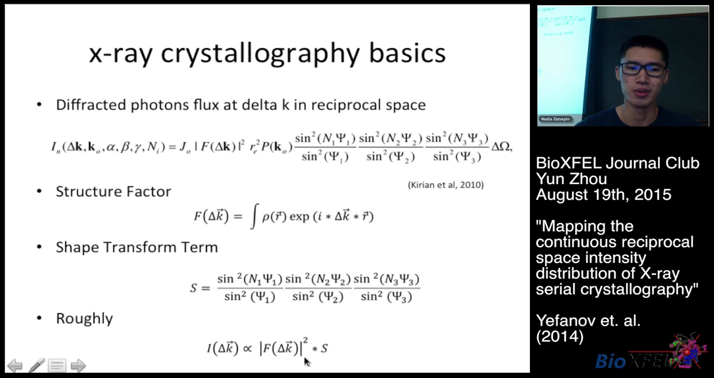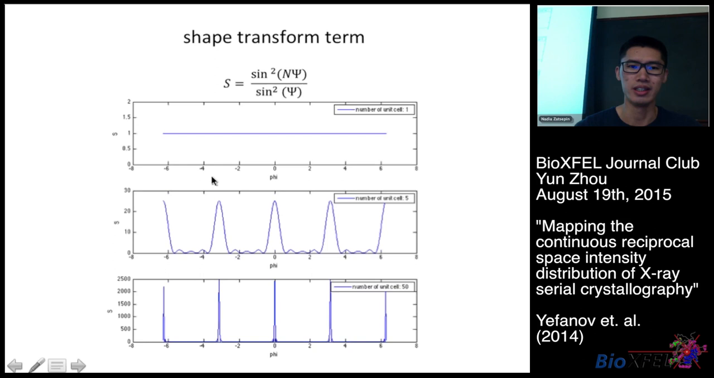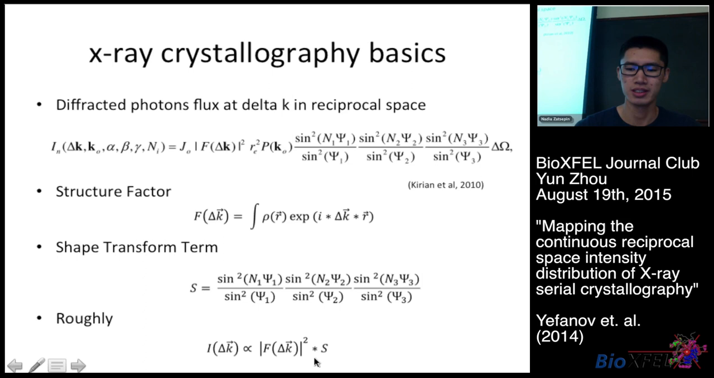If you have only one unit cell, the diffraction is always very low resolution, and it barely diffracts X-rays. So when it's one, you get a continuous diffraction. Actually, F is continuous in reciprocal space.